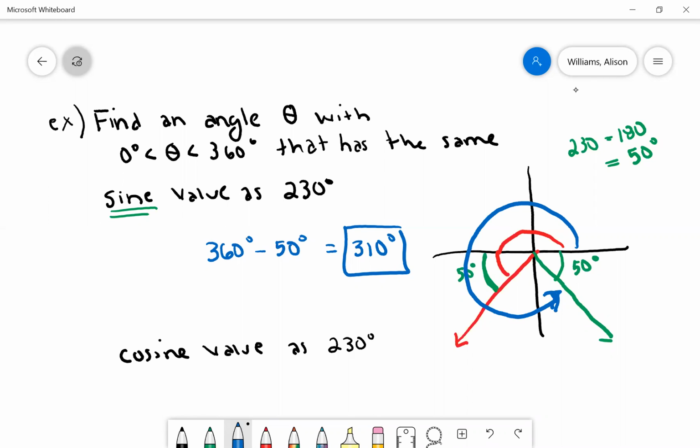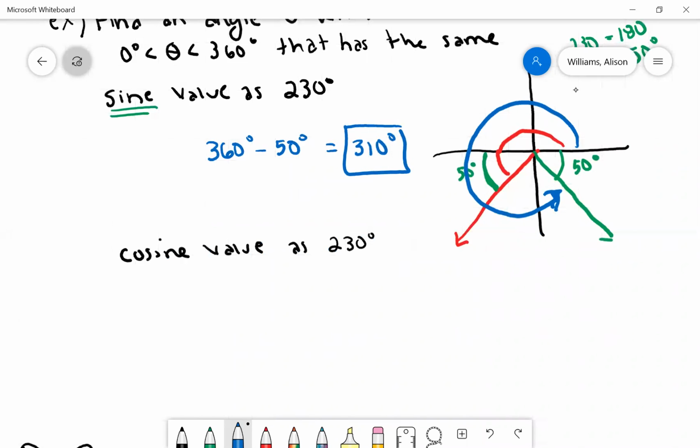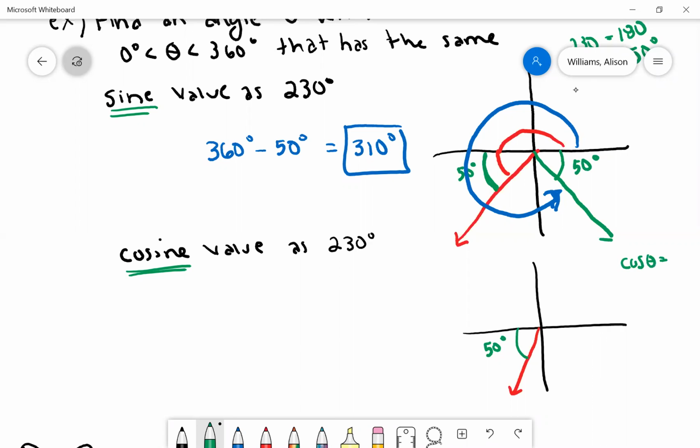Okay, so we're going to do the same thing, but for cosine. For cosine, we're still looking at the same angle, which I already know is in quadrant 3 and has a reference angle of 50. But cosine, we connect to the x values. That's because we think of cosine as x over r. So it's the x connection this time. The x values in quadrant 3 are still negative. So now we're looking at the x-axis instead.